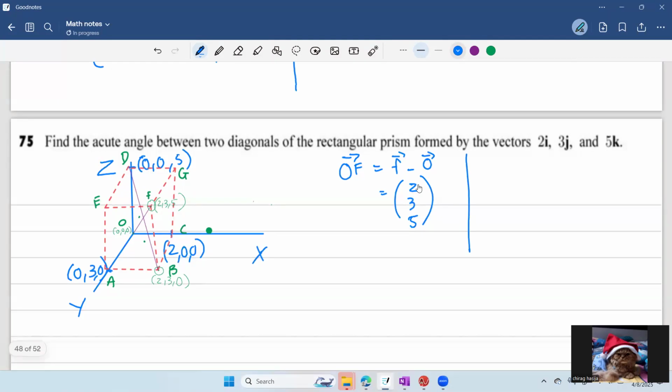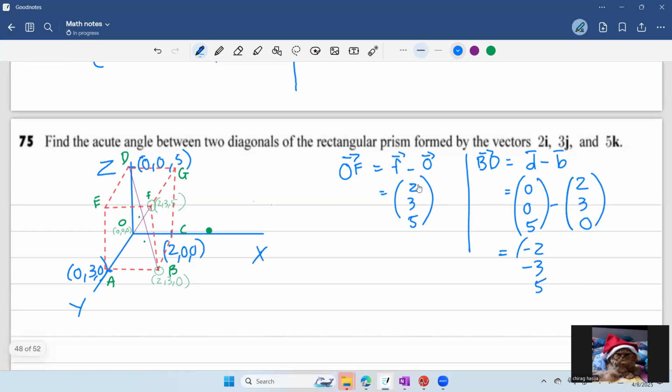And the other one would be BD. I can use BD. So BD will be nothing but D bar minus B bar. So the vector D bar, what are the coordinates? D is at the bottom, 0, 0, 5. 0, 0, 5 minus the vector B. Vector B is 2, 3, 0. So this will be -2, -3, 5.